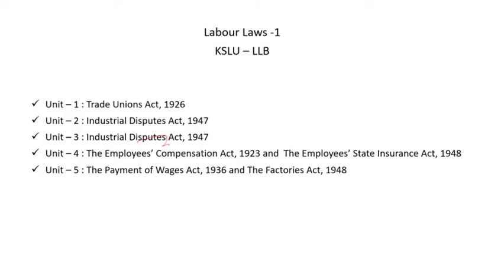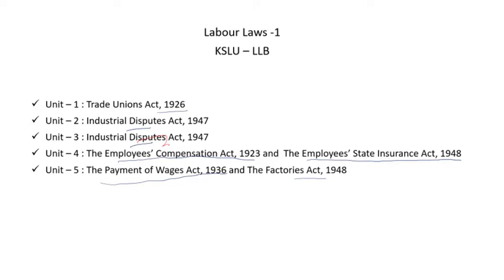This particular paper is divided into 5 units. Unit 1 deals with the Trade Union Act 1926. Unit 2 and Unit 3 put together deal with the Industrial Disputes Act of 1947. Unit 4 consists of two acts: one is the Employee Compensation Act 1923 and the second is the Employee State Insurance Act of 1948. Unit 5 deals with the Payment of Wages Act 1936 and then the Factories Act of 1948. We will be covering each of these units in detail in the videos.